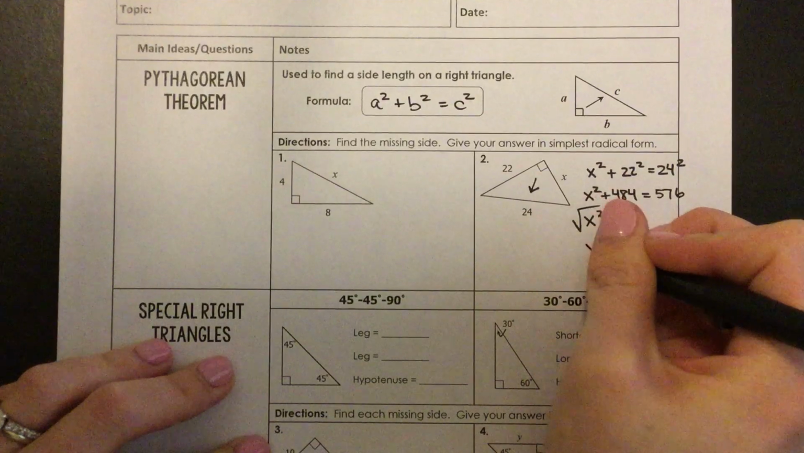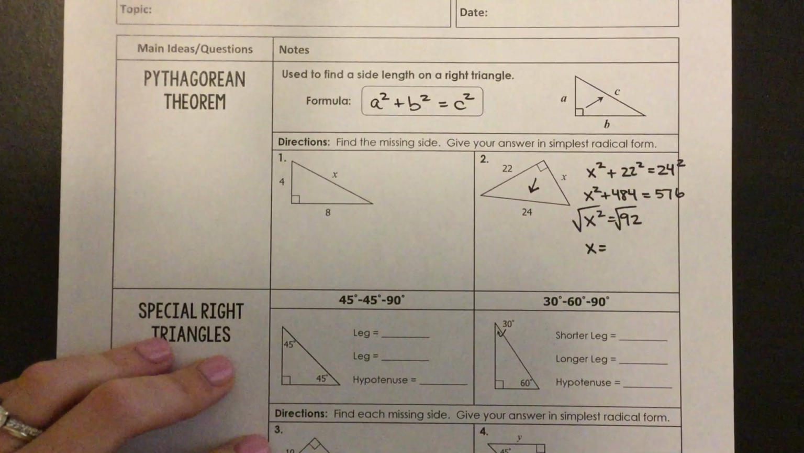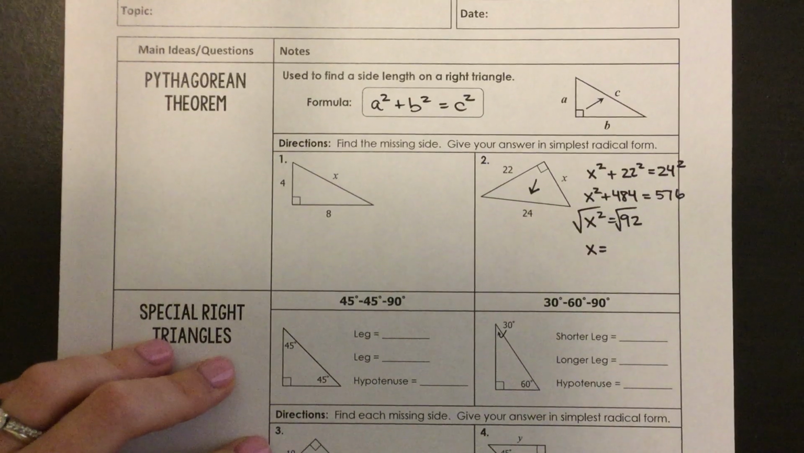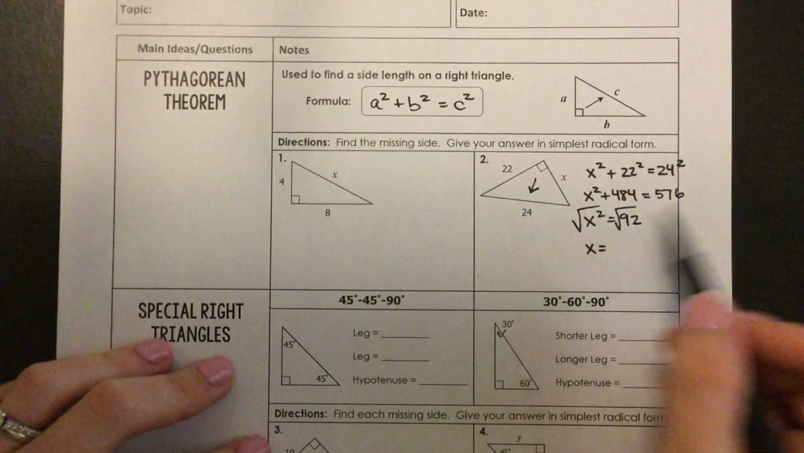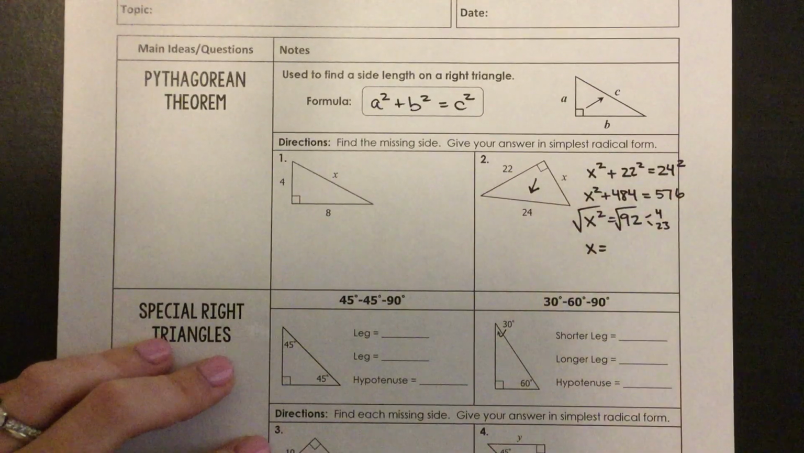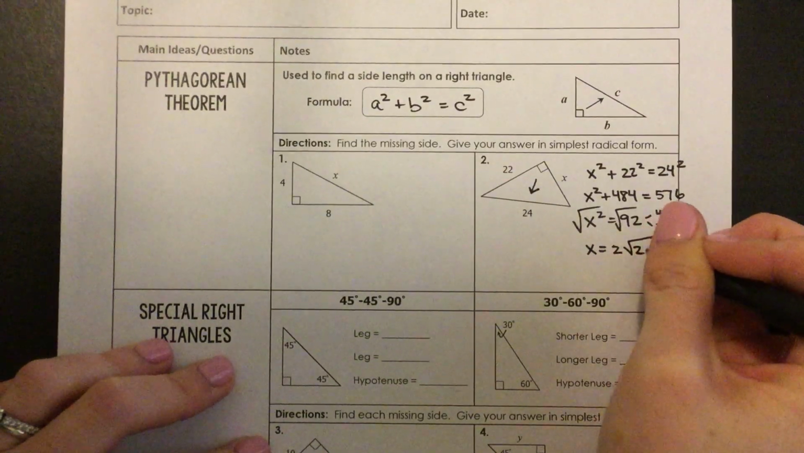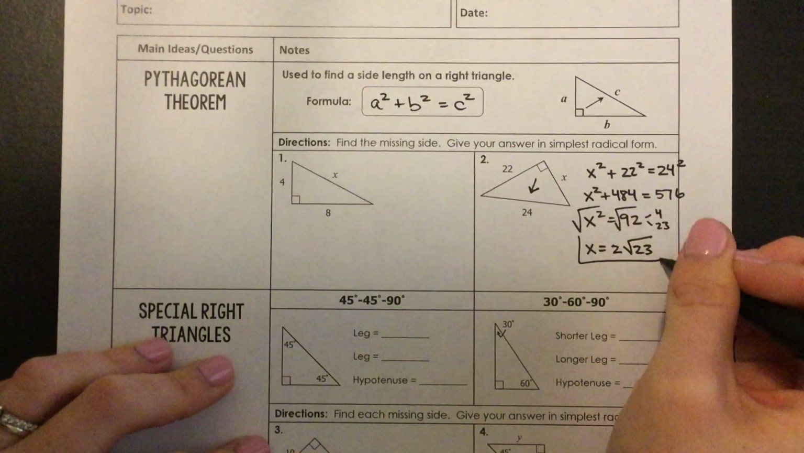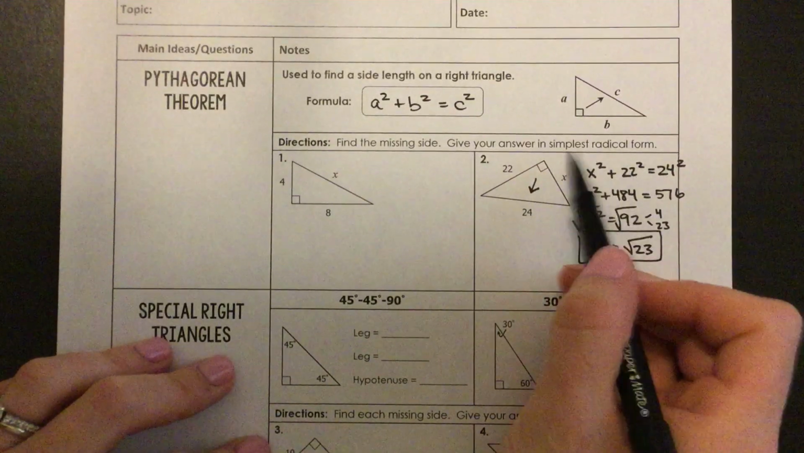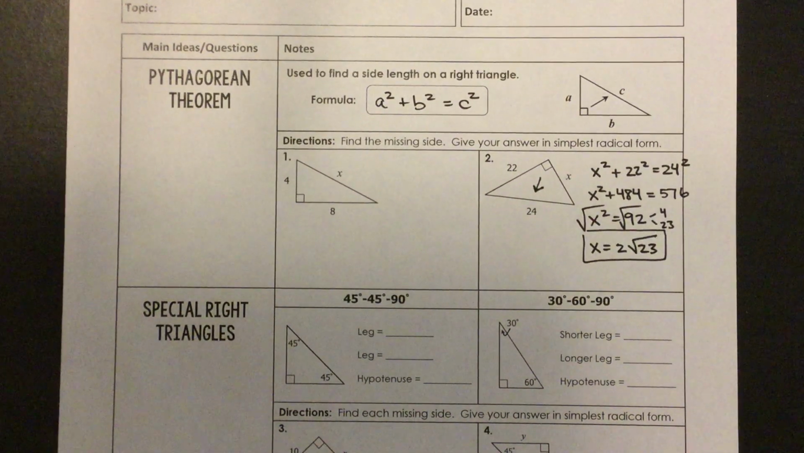Ordinarily, when you are taking a square root like this, we always start with a plus or minus. However, this is a side length, so we know it's going to be positive. For simplest radical form, the 92 can split into 4 and 23. We know that 4 is a perfect square, so the square root of 4 brings the 2 out, and then the 23 stays behind. That's prime, so that's as simplified as it is going to go, which makes sure we're following the directions: simplest radical form. All right, so that's the Pythagorean theorem.